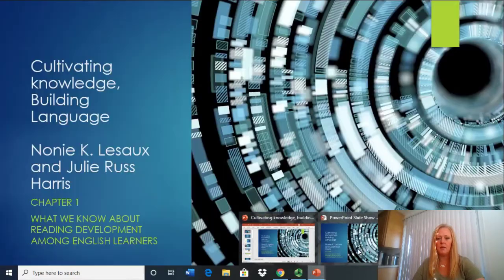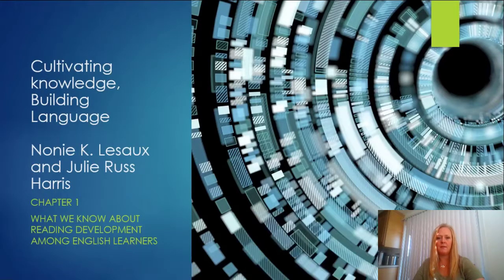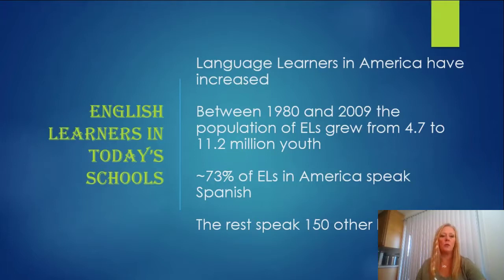So the first thing for our presentation is the next slide. Let's see. There we go. English language learners in today's schools. Language learners in America have increased over time. Between 1980 and 2009, which is the last statistic in this book, the population of English language learners has grown from 4.7 to 11.2 million youth in America.